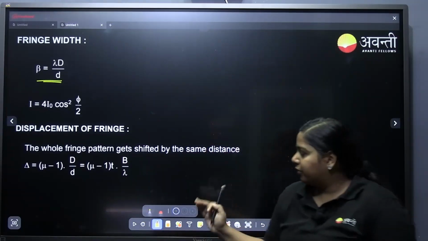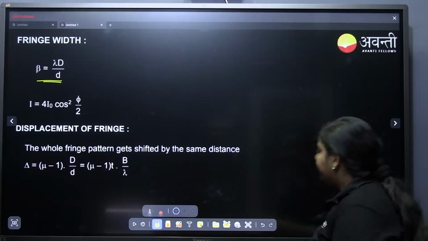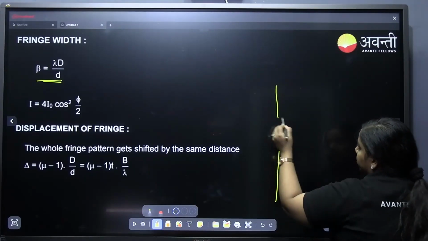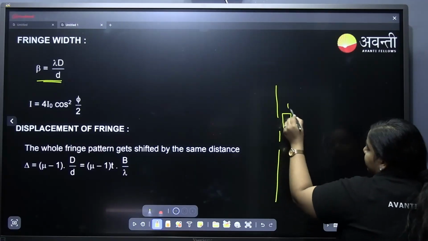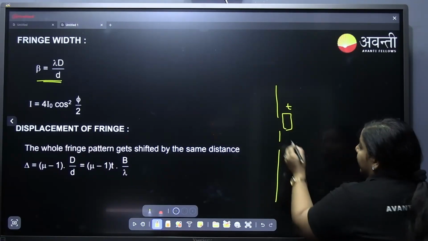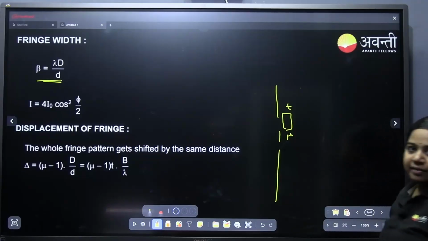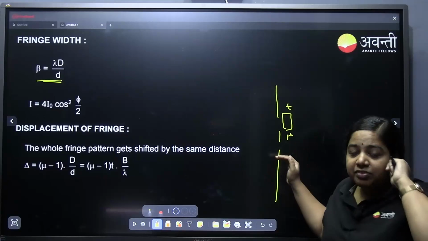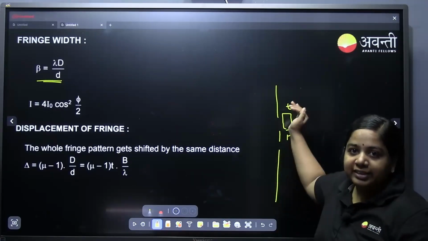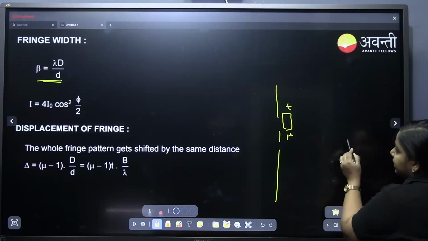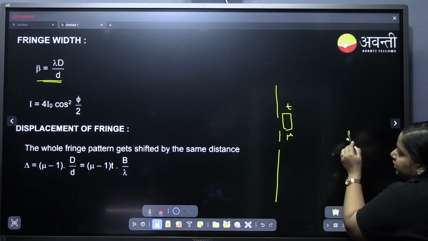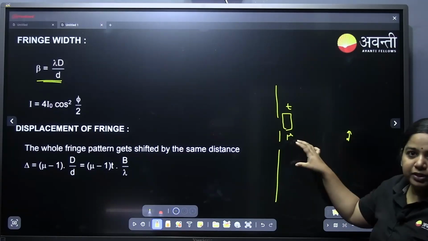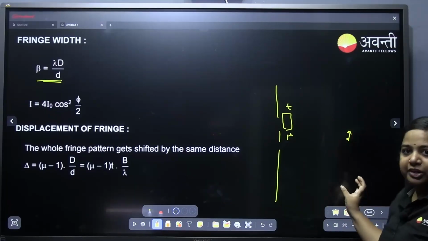Okay, now displacement of fringe. Let's say in front of one of the two slits, we are placing a glass slab of thickness t and refractive index mu. In that case, there will be a shift in the fringes. The shift will be towards the glass slab. Initially the central maximum was here, it will shift upwards. If the glass slab is placed on the downward slit, it will shift downwards.